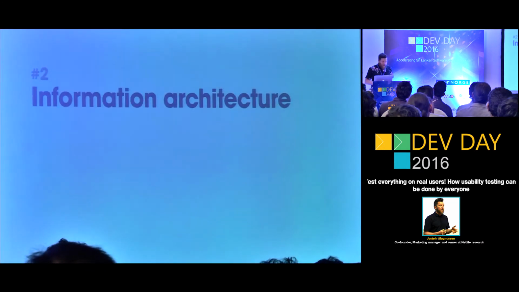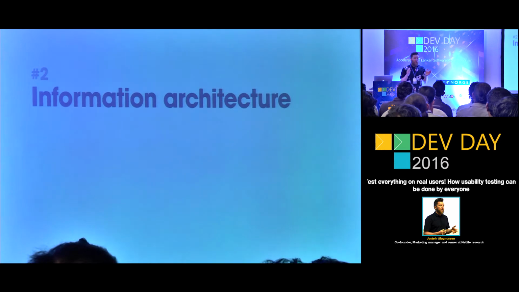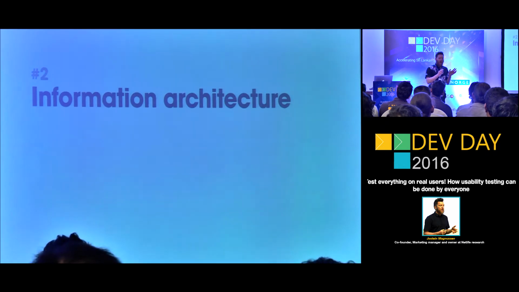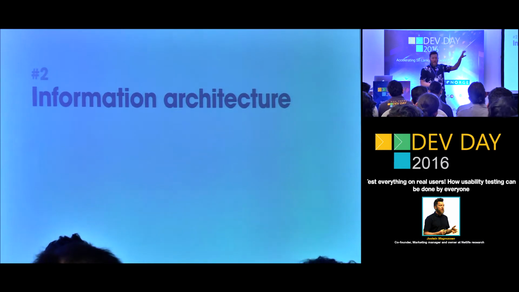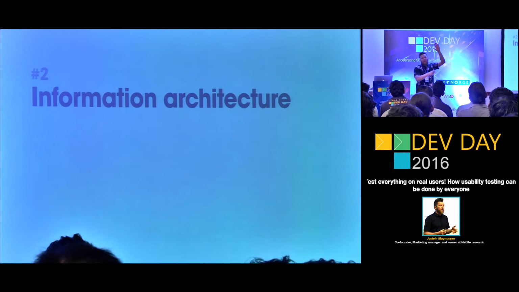So the next thing is to test the information architecture. Every website and every software has some kind of information architecture. And I don't mean the technical information architecture here. I mean how you sort the different functions, like you have one menu with save, and you have another menu with different other functions.